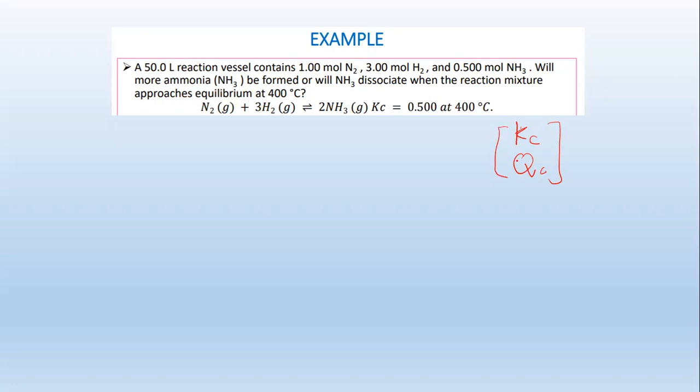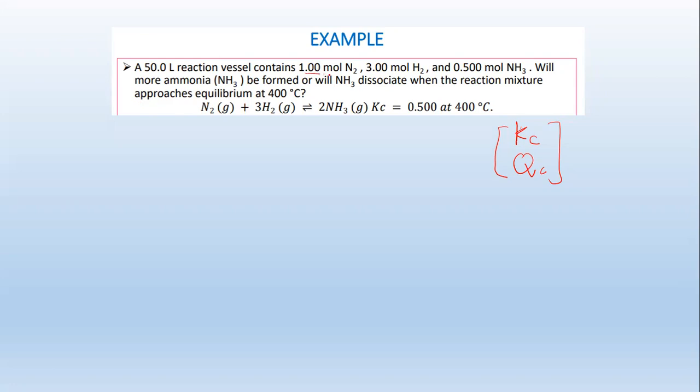Using these two parameters, we're going to have to determine whether QC is equal to Kc, or QC is greater than Kc, or QC is less than Kc. And from there, we will be able to conclude whether we are talking about more formation of ammonia or dissociation of ammonia in this reaction mixture as this reaction mixture approaches equilibrium.